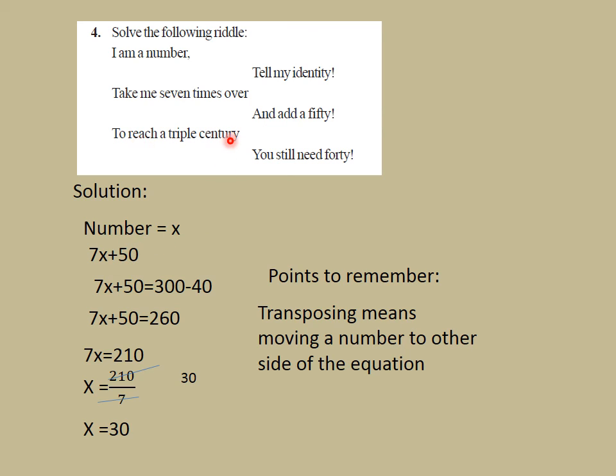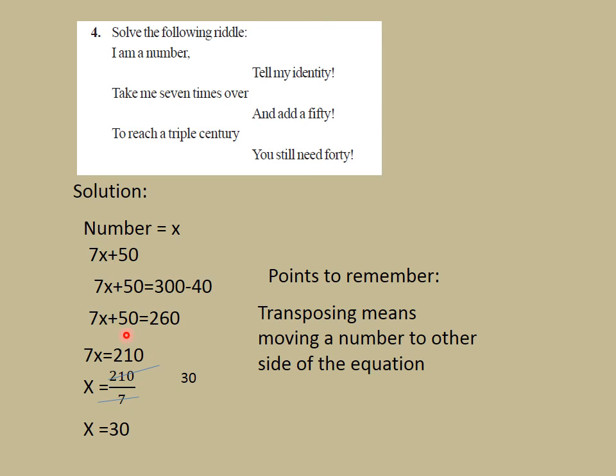To reach a triple century, you still need 40. Triple century means what? 300. So to reach a triple century, you still need 40. So what is it? 300 minus 40 is 260. So 7x plus 50 is equal to 260.